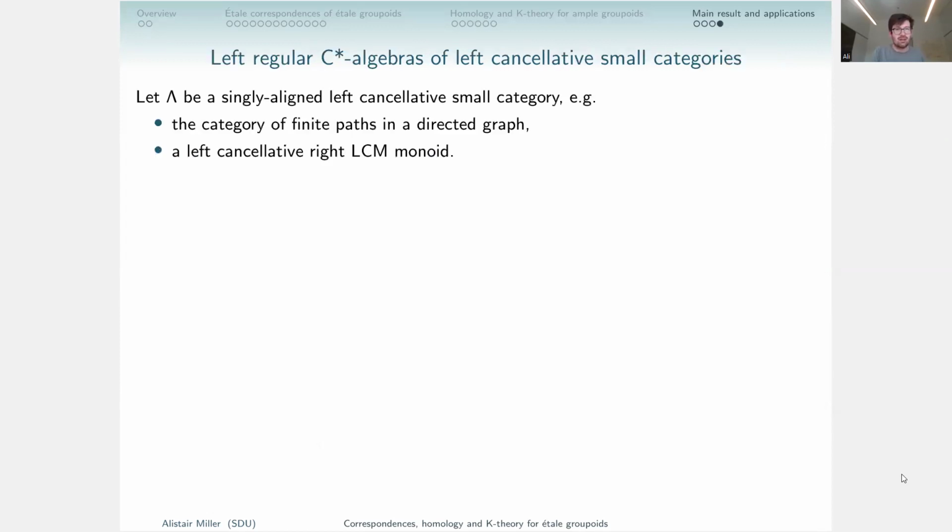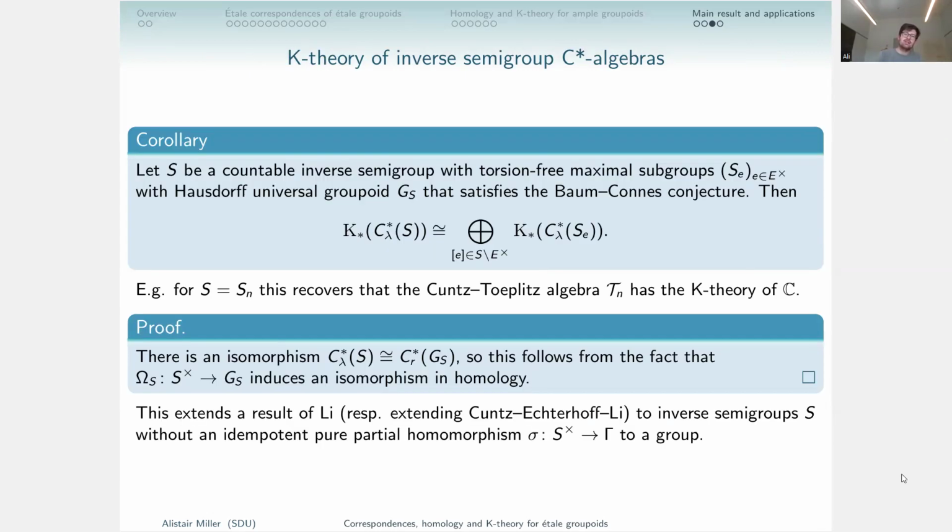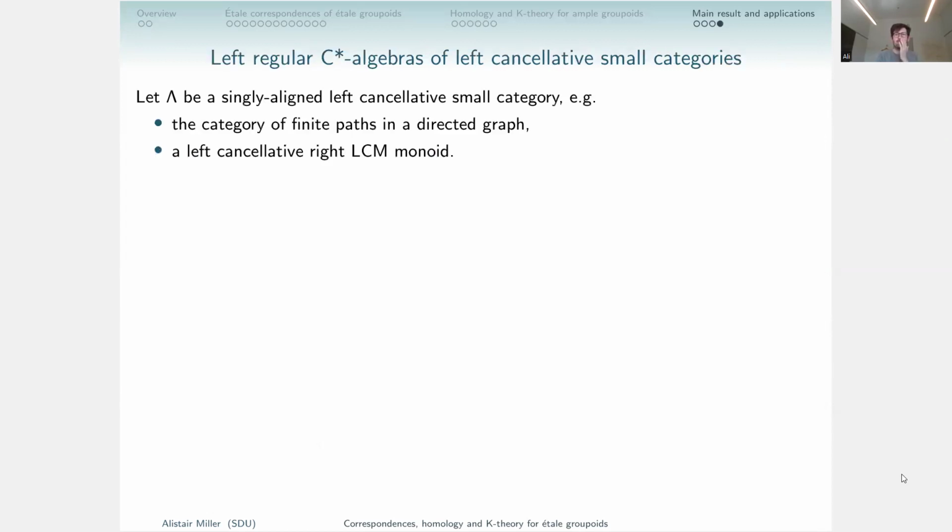Then an example of what kind of C-star algebras you can write as these inverse semigroup C-star algebras. You start off with something called a left cancellative small category. Either think about a category of finite paths in a directed graph where the composition is concatenation, or you can think about a category with one object, so it's a monoid.